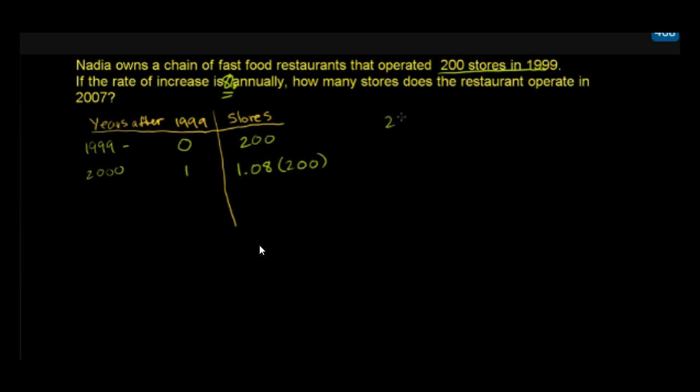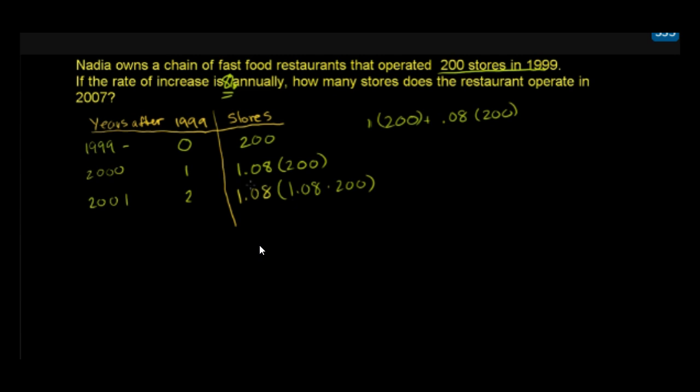Let me make that clear. 200 plus 0.08 times 200. Well, this is just 1 times 200 plus 0.08 times 200. That's 1.08 times 200. Then in 2001, what's going on? This is now 2 years after 1999. You're going to grow 8% from this number. So you're going to multiply 1.08 times that number, 1.08 times 200.